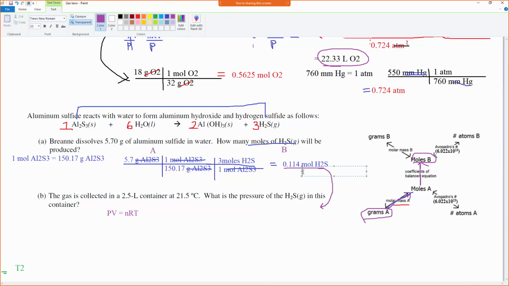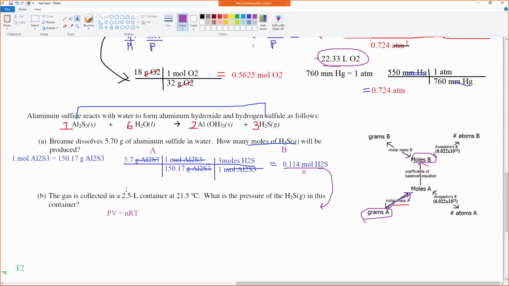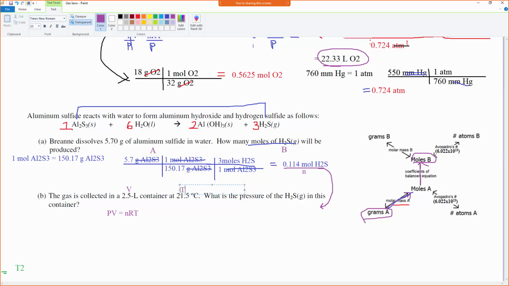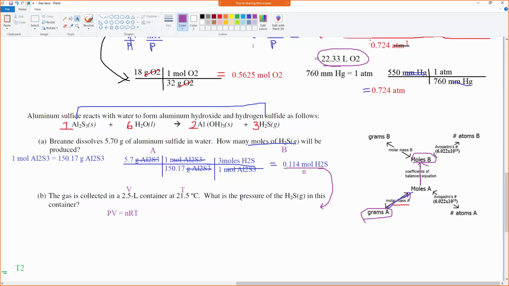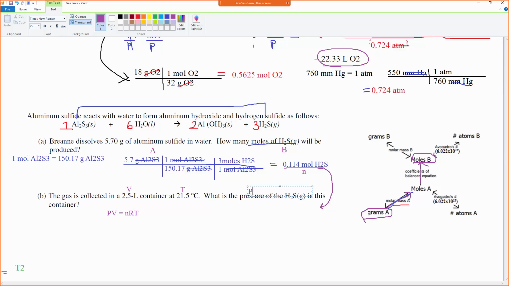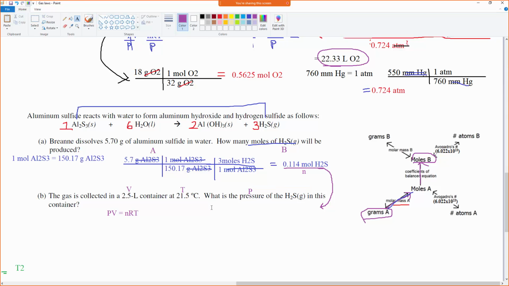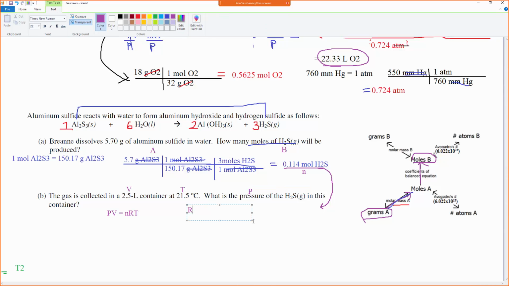And this is your n, and this is your V, and this is your T, and they want to know the pressure, so that's what you're going to solve for. And then of course you will remember, and you don't have to remember because I give it to you, that R is 0.0821 liter atmospheres per mole K.